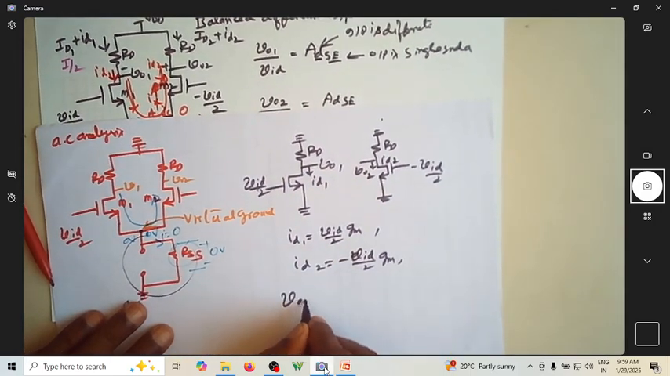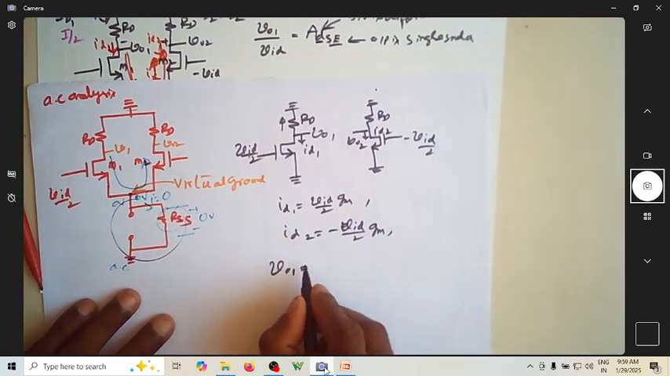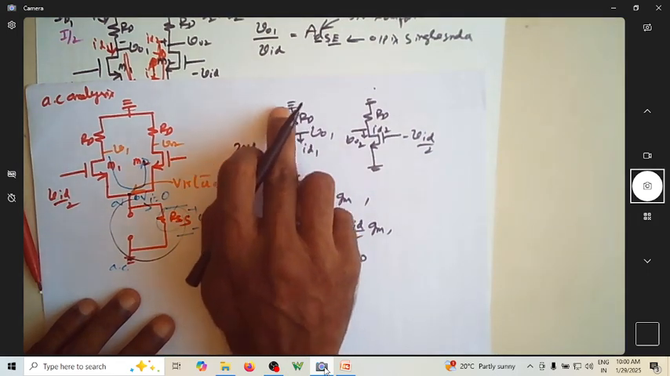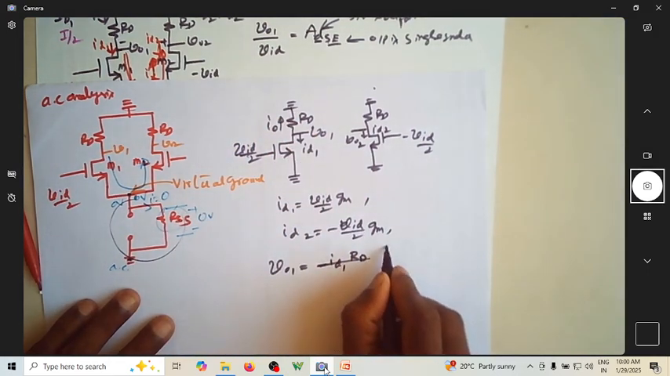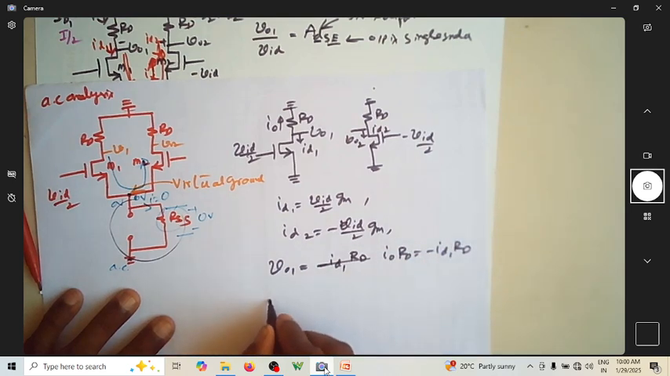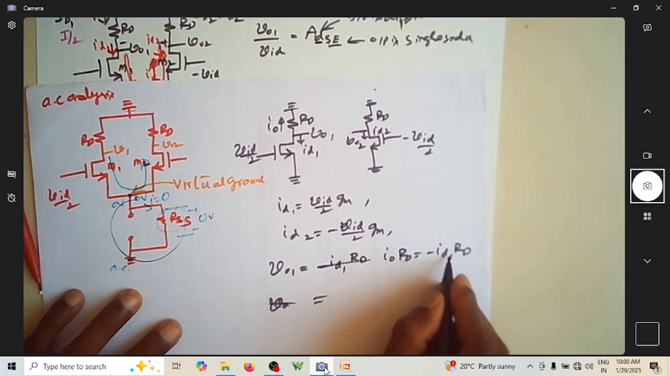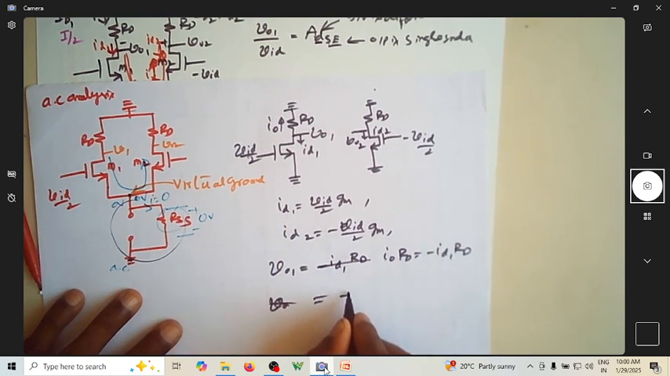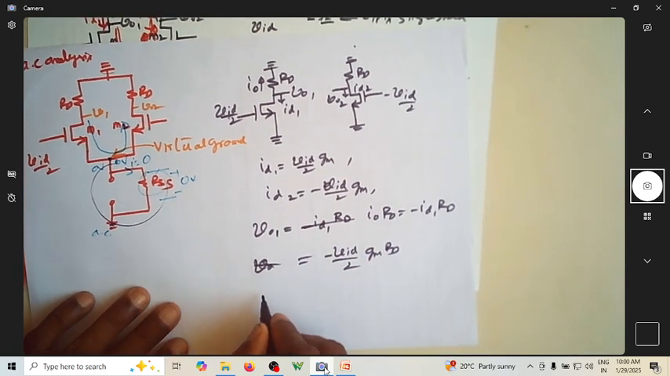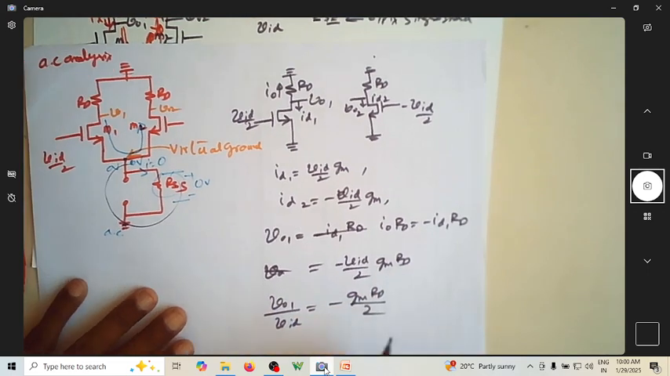But what is V01? V01 is the current that is flowing here and its drop. So I can write V01 as minus ID1 into RD, because this is actually the current we are supposed to find. So I can write it as I0 into RD, which is nothing but minus ID1 into RD. So what is V01? From this, I can write it as minus VID by 2 into GM into RD. So this is V01 by VID is equal to minus GM RD by 2.